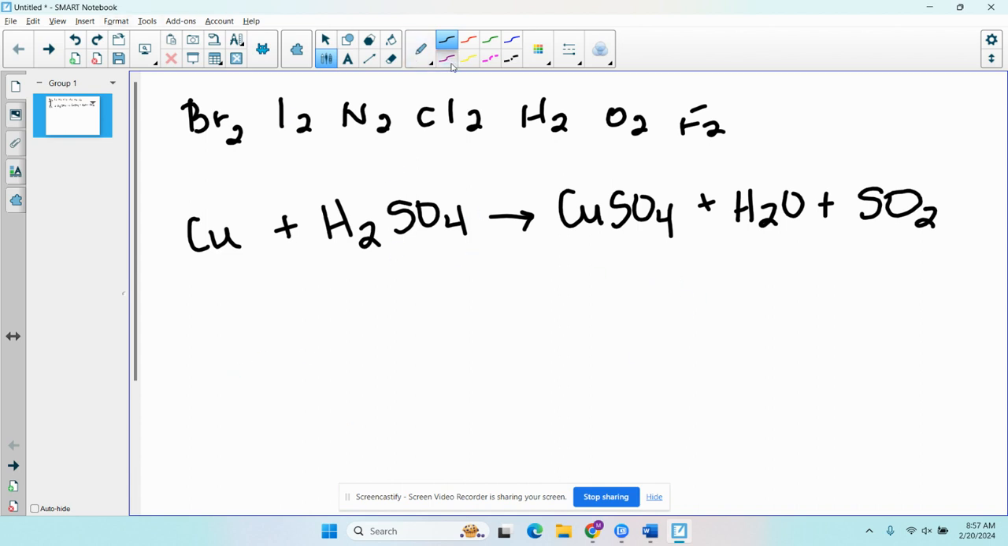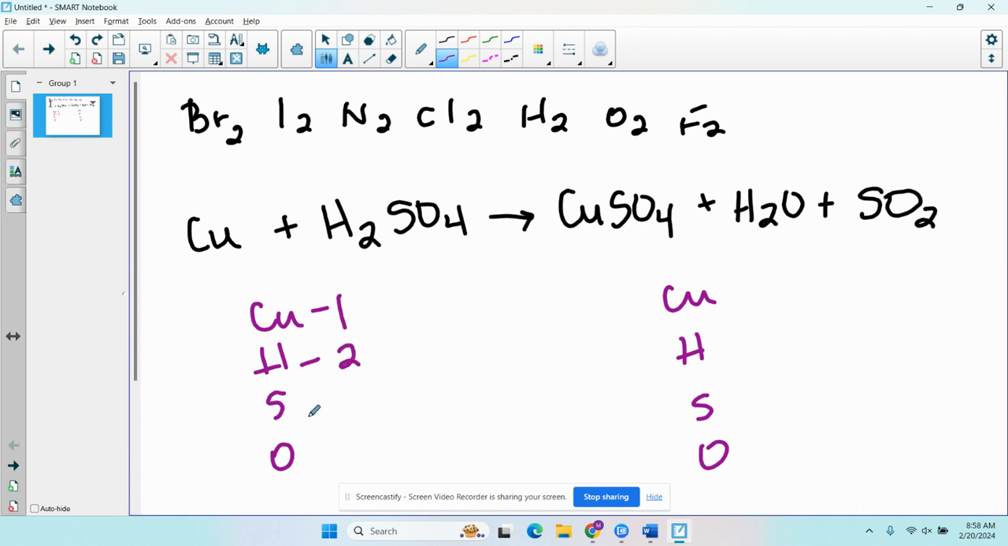So what I'm going to do, again, I'm going to balance. So I'm going to write everything on the left-hand side down. And I am going to separate it this time simply because S's and O's are in multiple things. So I've got Cu, I have H, I have S, and I have O. So how many copper are on this side? 1. How many hydrogen? 2. How many sulfur? 1. And how many oxygen? 4. Good.